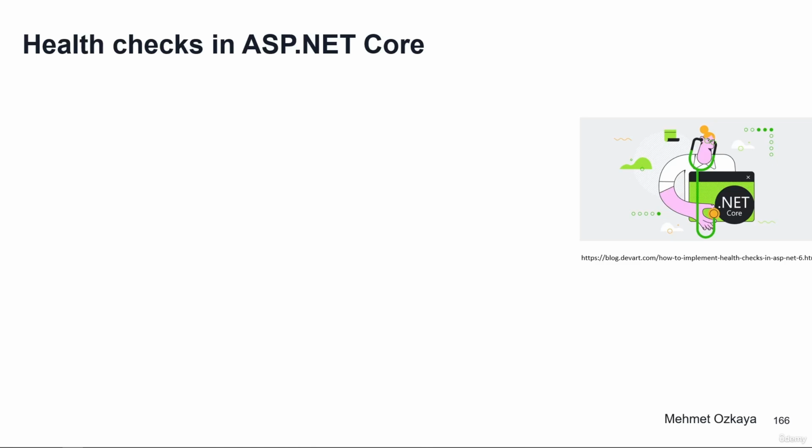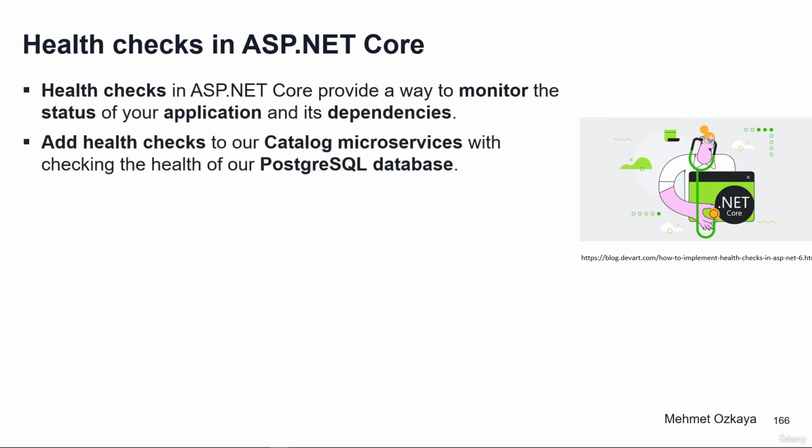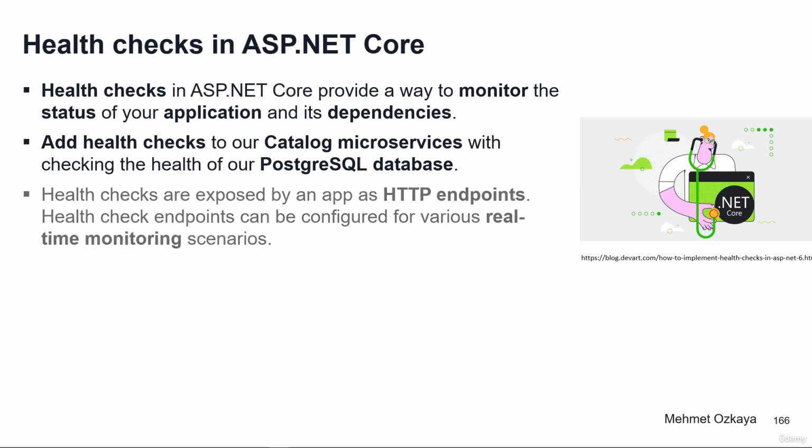In this video, we are going to do health checks for catalog microservices with PostgreSQL database. Health checks in ASP.NET Core provide a way to monitor the status of your application and its dependencies. We will focus on adding health checks to our catalog microservices, specifically checking the health check of our PostgreSQL database. Health checks are exposed by an application as HTTP endpoints. Health checks endpoints can be configured for various real-time monitoring scenarios.